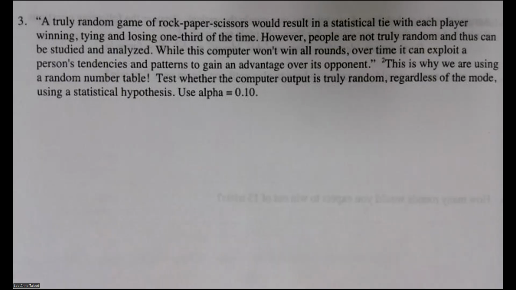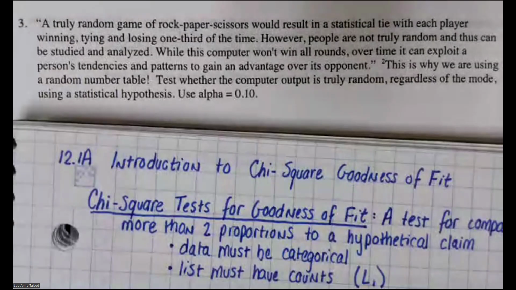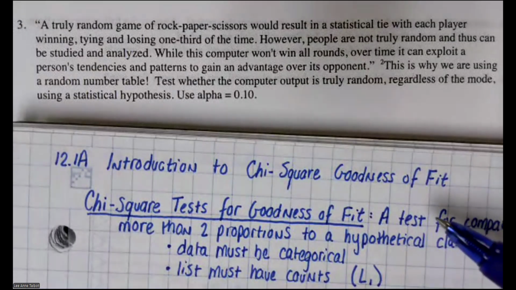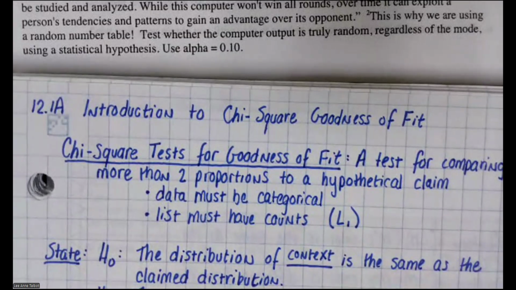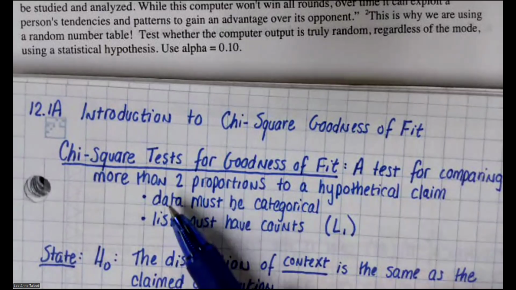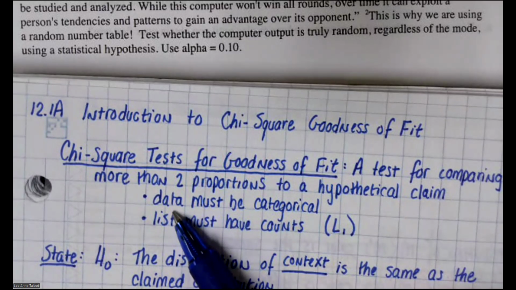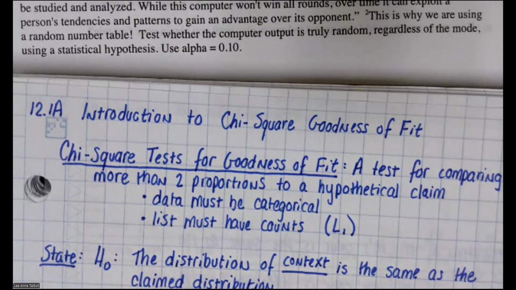Okay, and so I'm going to ask you to find this. This is your 12.1a notes. 12.1a is where we learned chi-square goodness of fit 75 weeks ago. No, just kidding.